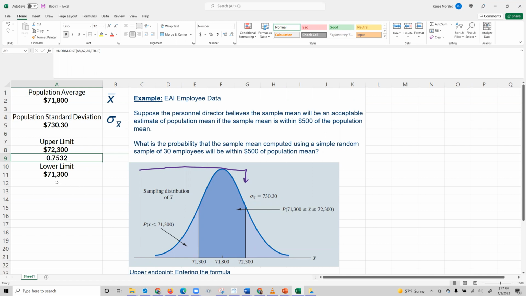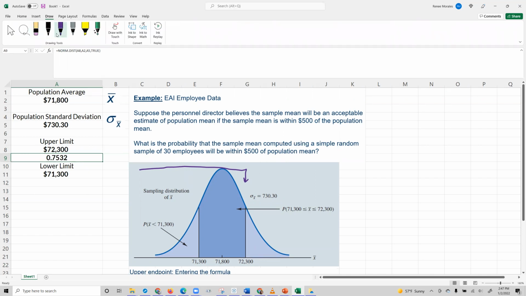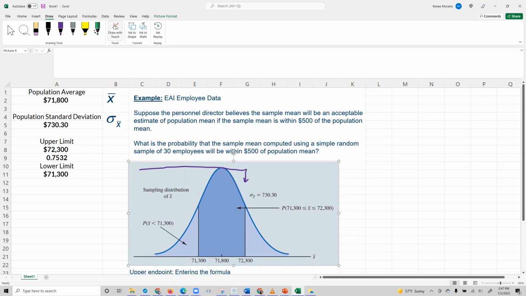Now let's calculate the same thing using the lower limit. So here what we want to calculate is the probability under the curve starting from this end over here all the way to this value. So we've calculated the probability all the way to here. Now we're calculating the probability from here to here. And you can imagine what we're going to do next after we've got those two probability values.